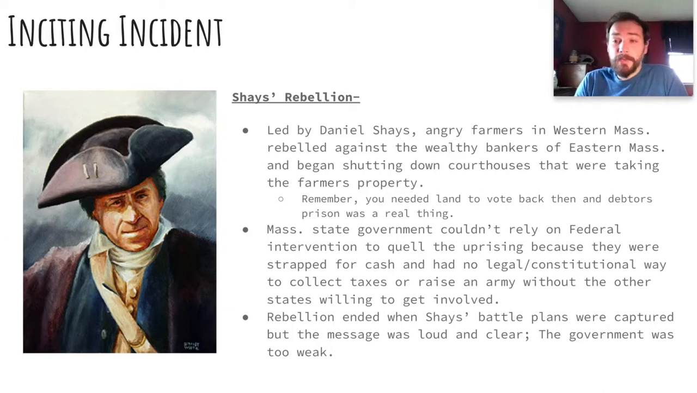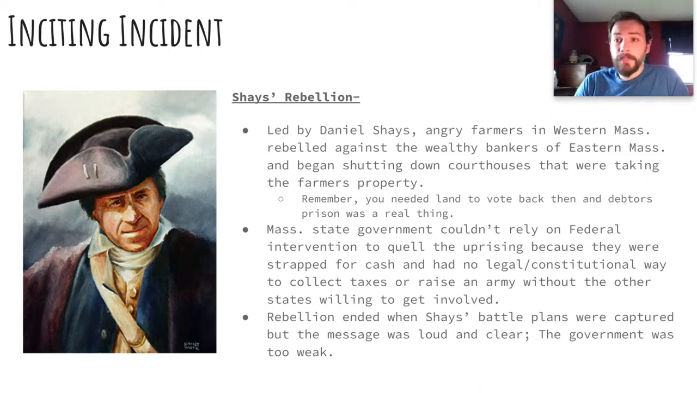And these wealthy bankers in Eastern Massachusetts, who own a lot of the land or who own a lot of the banks and capital, therefore kind of hold the cards. So these farmers go to them and take out these loans in order to tide themselves over between planting and harvest.